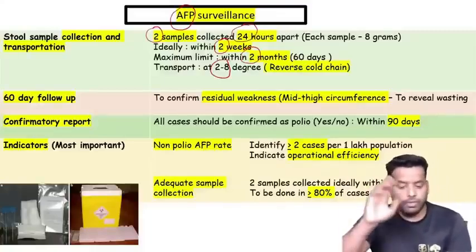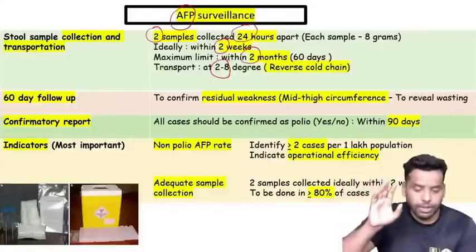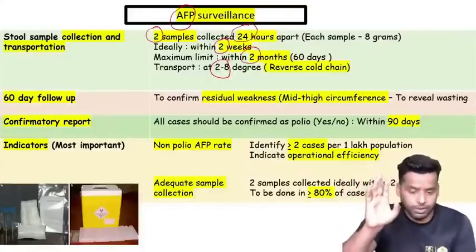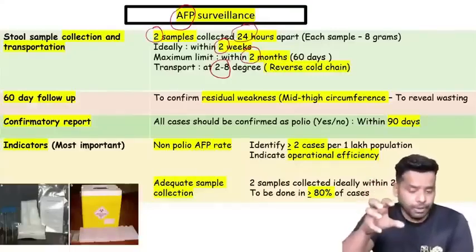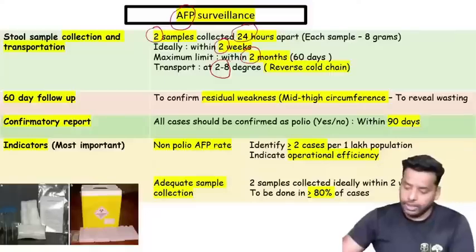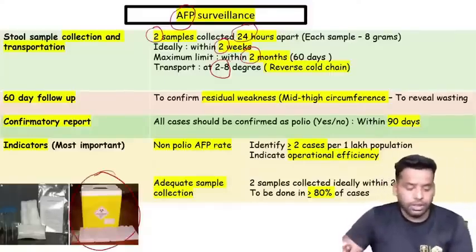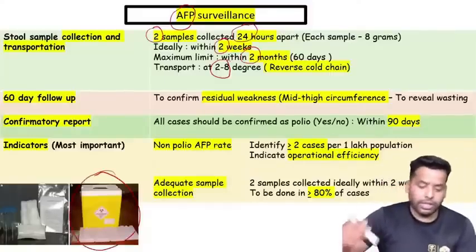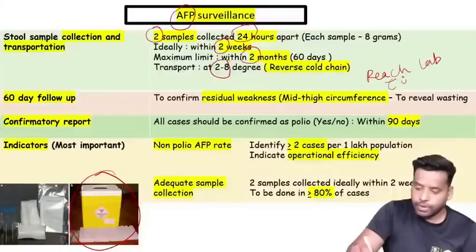The maximum limit is 2 months, 60 days. After that, there is no use of sample collection. Once you collect the sample, the transport temperature is 2 to 8 degrees. In the same carrier, it will go and reach the lab. It should reach the lab within 72 hours.